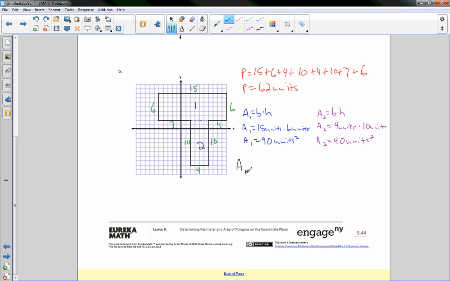So I've done two calculations. Now I just have to find the area total, which is area 1 plus area 2. So the area total equals area 1, 90 units squared, plus area 2, 40 units squared. So the total area of this shape is 130 units squared.